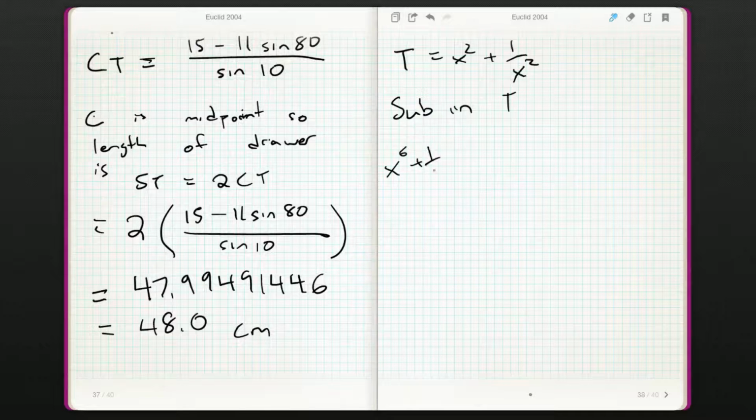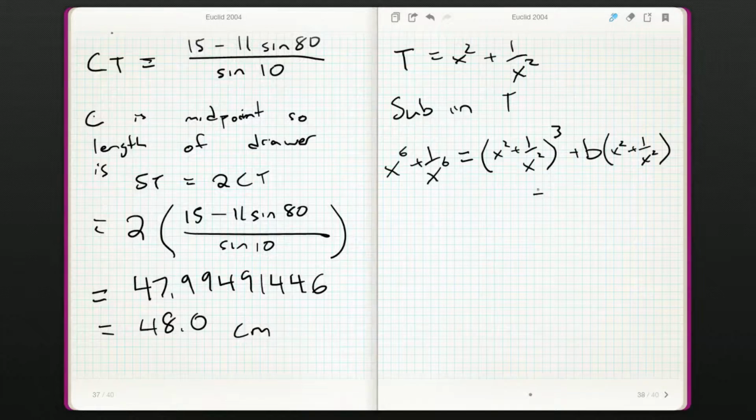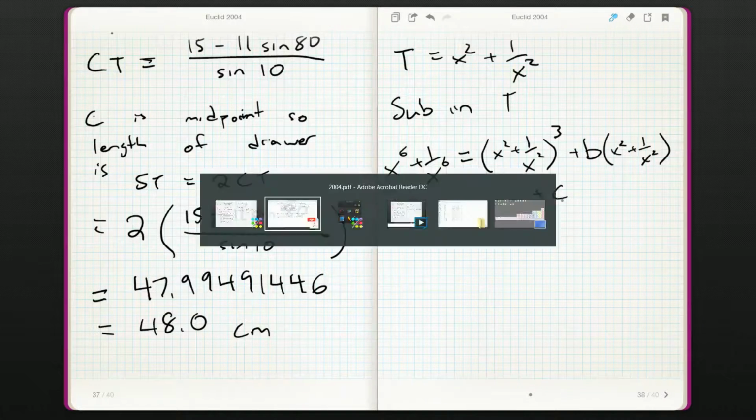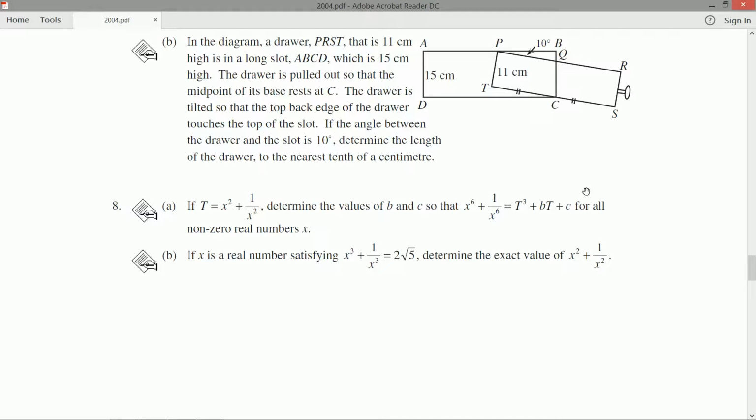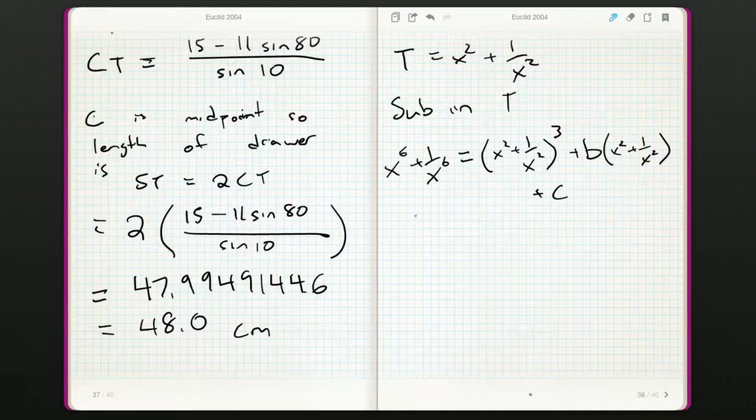So x to the 6 plus 1 over x to the 6. Now we want that to be t cubed, but what's t? It's x squared plus 1 over x squared. Then we've got bt, so b times x squared plus 1 over x squared, and then plus c, all by itself. So I would expand this out. You've got to be careful expanding out your cube.